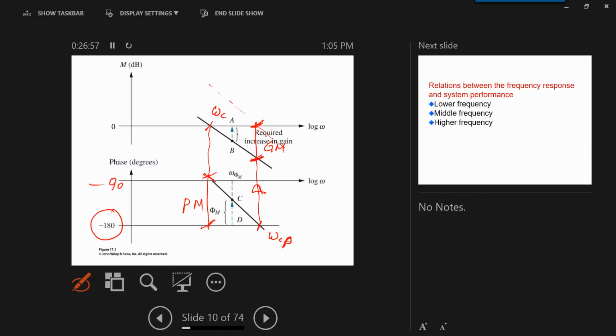Well, this is minus 90. The phase margin is 180 minus this phase. And so the phase margin here, around, let's say this is 80, right? So we have a phase margin of 100.